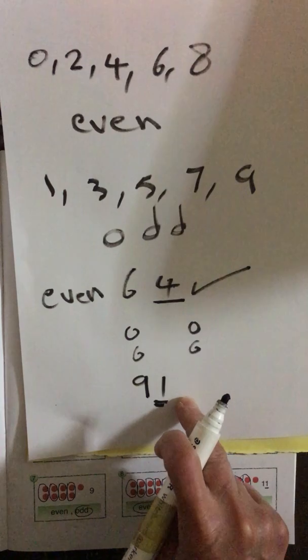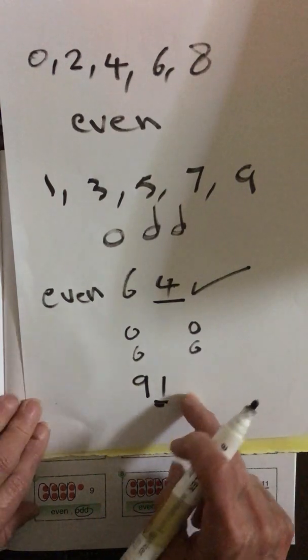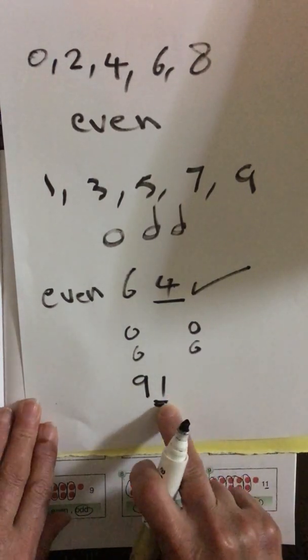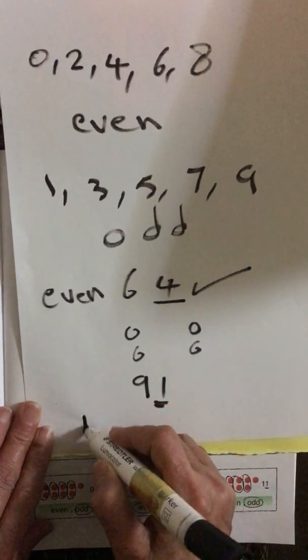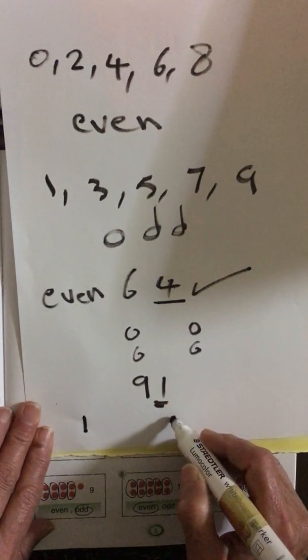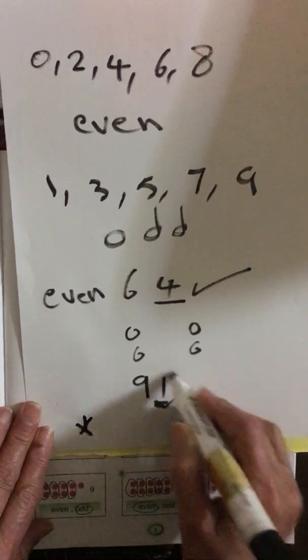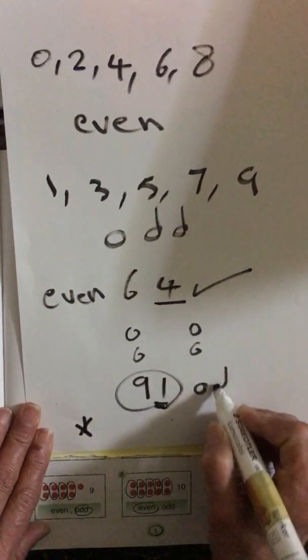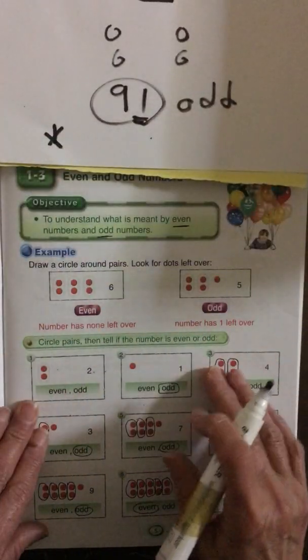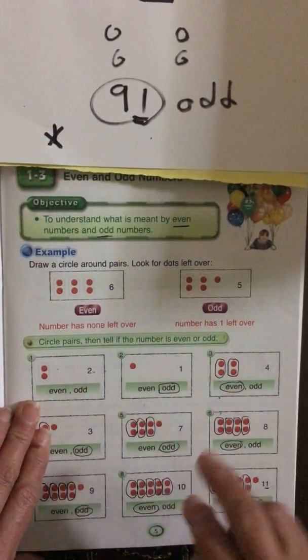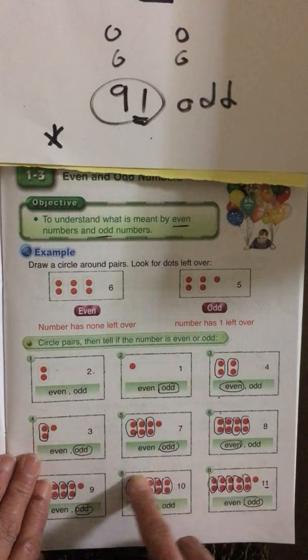If I have, for example, 91, look at the ones place. I have only one in the ones place. You can't divide the 1 into 2 equal groups. You can put the 1 here, so this group will be empty. So 91 is odd. So to decide whether a number is even or odd, look at the ones place and decide.